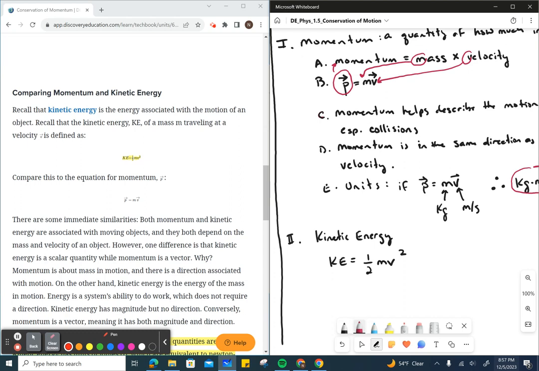Hopefully you see that there's some similarities. The mass times the velocity is similar to the mass times the velocity in momentum. Should make sense. Kinetic energy has to do with movement, and momentum has to do with movement. So both of them are going to have mass and velocity as part of their formulas, right? Okay.